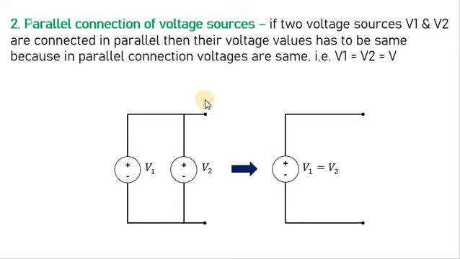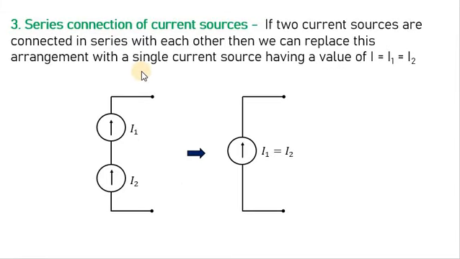Okay, and let me come to the next one, which is the series connection of current sources. Now if two current sources are connected in series as shown in the figure, we can replace this arrangement by a single current source having the value I, which is equal to I1 or I2. So this whole arrangement can be replaced by a single current source which has the value I1 equal to I2. You will never see two different values of current sources in series, because in series the current is always the same. You cannot have two current values in a single branch. All right, and the fourth one is the parallel connection of current sources.